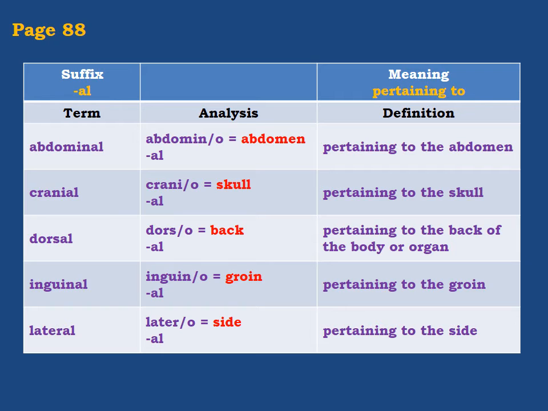The first one, abdominal, and you are familiar with abdomen. So the meaning is pertaining to the abdomen. Cranial, again, crani, you remember this, which means skull, so pertaining to the skull. Dorsal, again, we came across this one, so dors means back, the meaning pertaining to the back of the body or organ. Inguinal, maybe this is new. Inguine means groin, and it means pertaining to the groin.